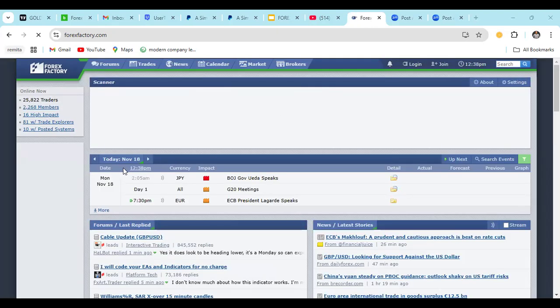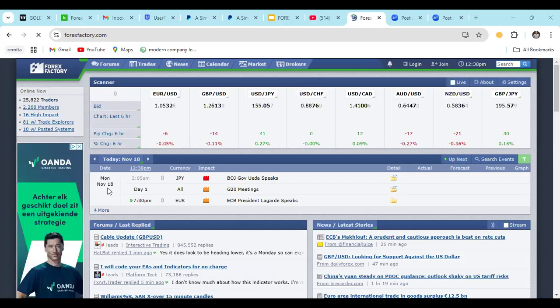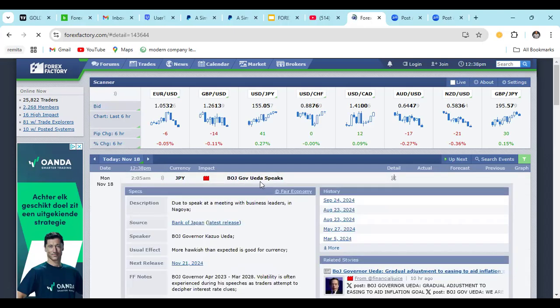So while it's loading, today is Monday. Monday 18th. You now see the time is 2 p.m. So we had only one news for 2:05 a.m. The news has already come and gone. Now, when you open the news, what is the news about? See, Bank of Japan governor Ueda speaks.